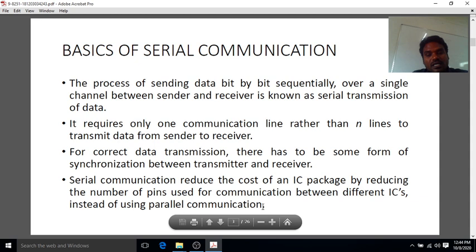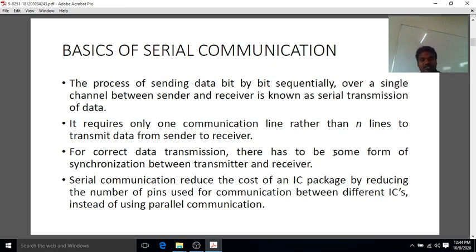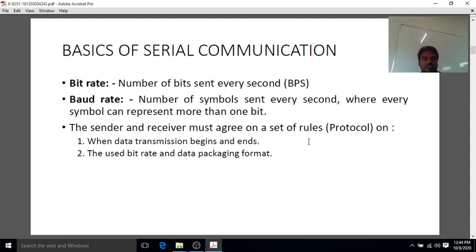In serial communication, it also reduces the cost of the IC, so a single IC can be used for serial communication, and the number of pins is also less, so the IC cost is very low compared to parallel communication. So we have covered the basics of serial communication. Now I am going to cover some more basics of serial communication.